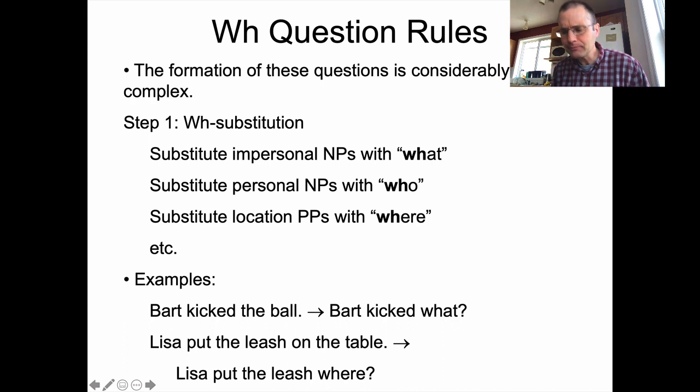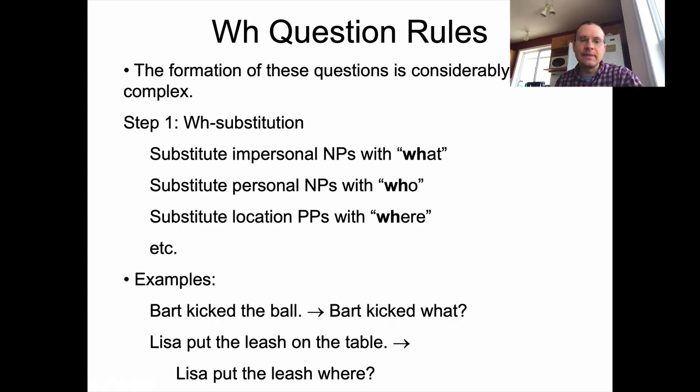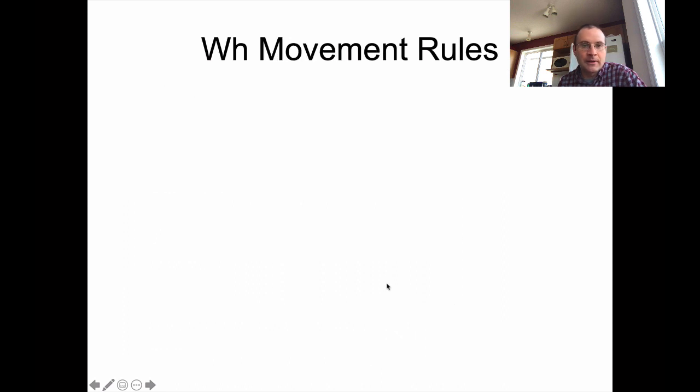I'll mention here that these forms are called echo questions. So I could say perhaps to you out of the blue, Bart kicked the ball, and you might say, Bart kicked what? If you were surprised that he kicked the ball and not something else, like, I don't know, the table. So you can also say, Lisa put the leash where, if you didn't hear me the first time. These work as sentences on their own. They're just not really WH questions as we normally think of them.